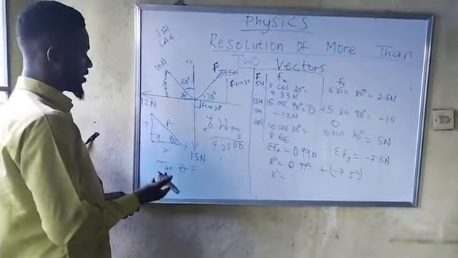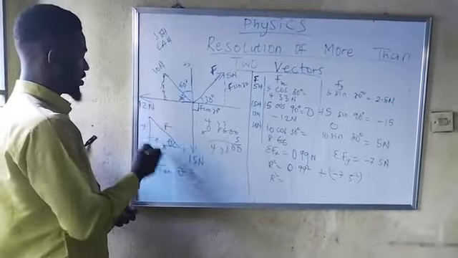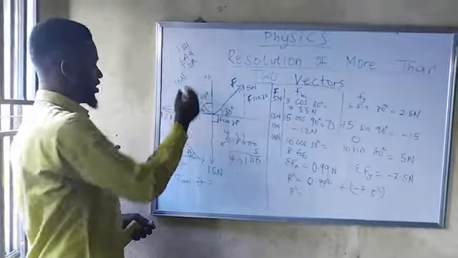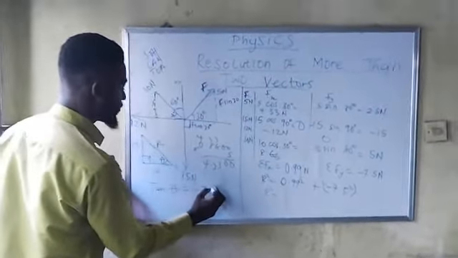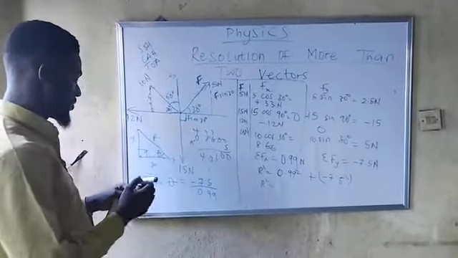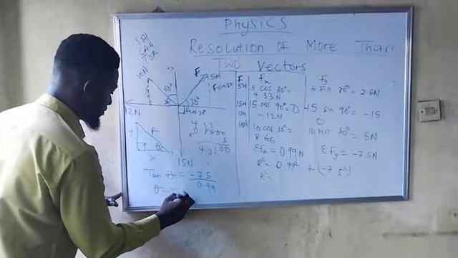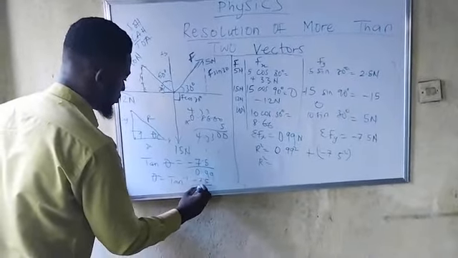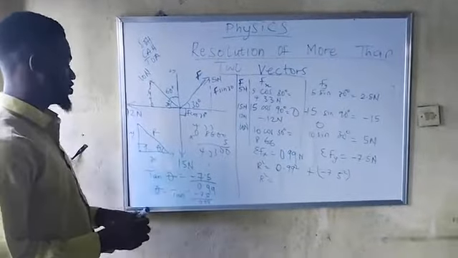So if you want to find theta, this is your opposite and this is adjacent. You know the opposite and adjacent. What combines opposite and adjacent? That's tan: opposite over adjacent. So what's the opposite here? The y-axis, which is minus 7.5, over adjacent 0.99. And when you do that, you get that theta is the tan inverse of minus 7.5 over 0.99. And with that, you have been able to finish the question.